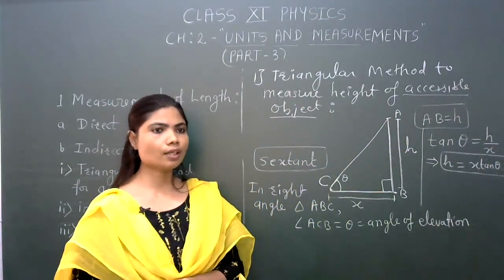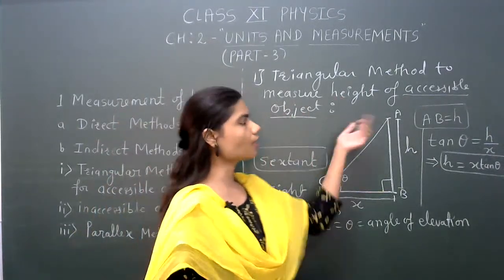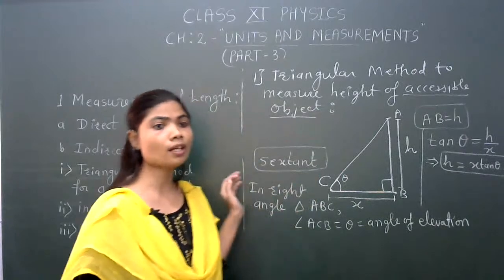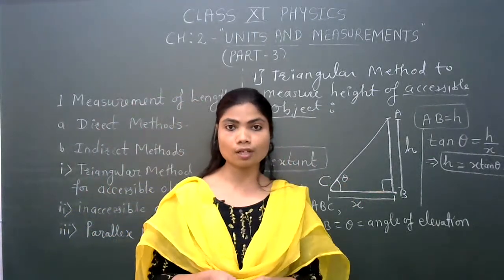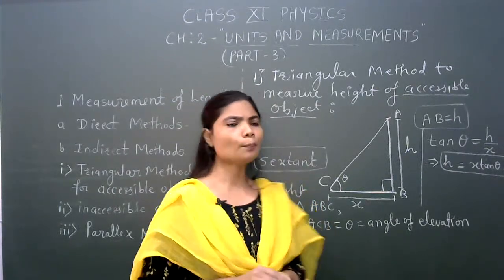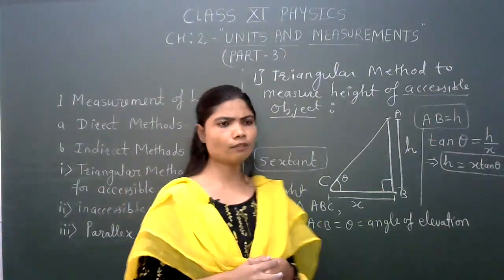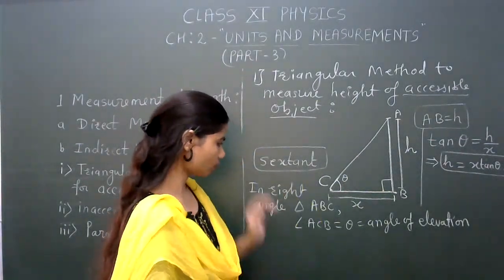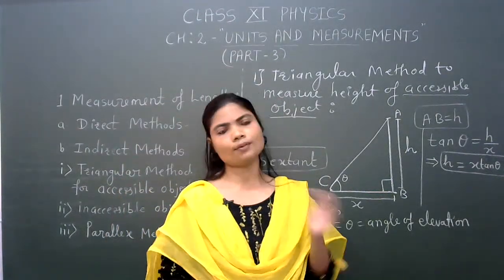Okay, so here we understood this method. It is called the triangular method to measure the height of an accessible object. We will try to solve numericals based on this. It is very important and you should be aware of it. More importantly, we are going to learn the parallax method, but altogether it is beneficial for you to learn this. There is no restriction that you are not supposed to learn it. Once you know it, you can use it.